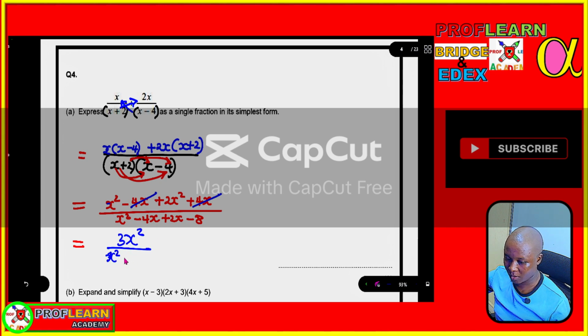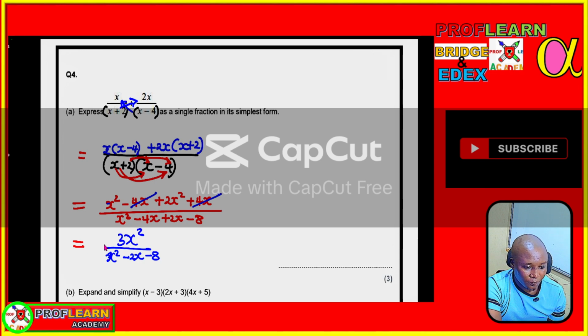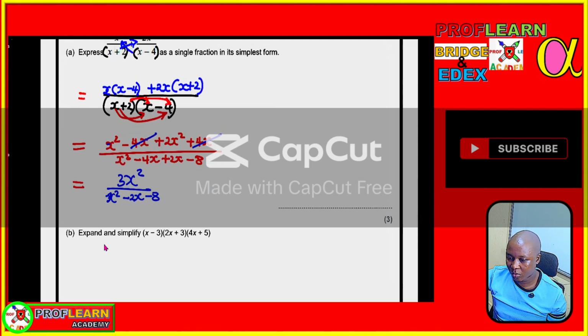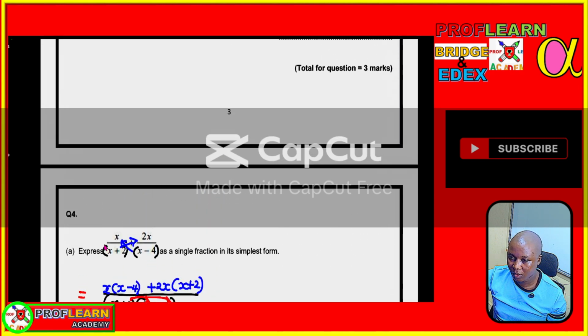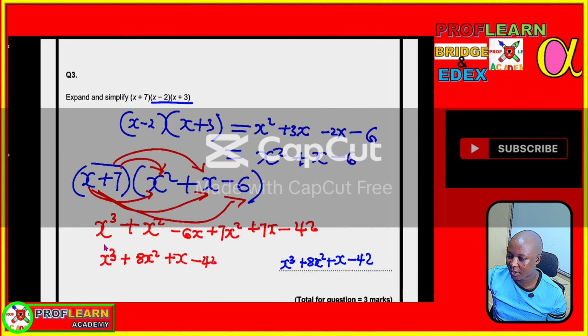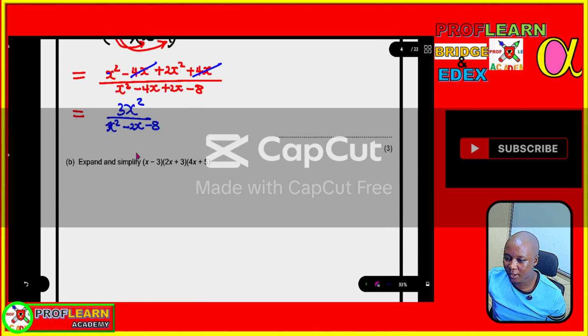And this is going to be minus 2x minus 8. So basically that's what our expression is going to reduce to. And already we have worked out how to expand such a question. Expanding when you have 3 brackets, we have already worked that out. I believe now you are able to write this.